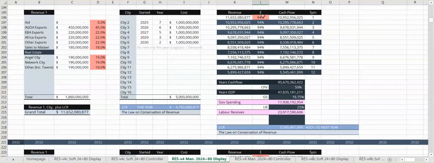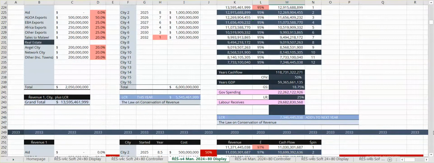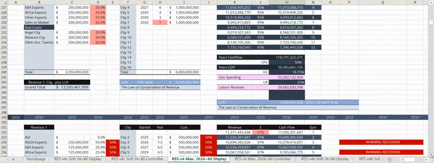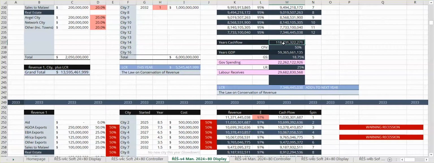And we're in 2031, increasing the efficiency to 94. All the time, the cash flow for the year is increasing, and therefore so is the GDP and government spending and what Labour receives. Okay, 2033. We're at 118 cash flow.